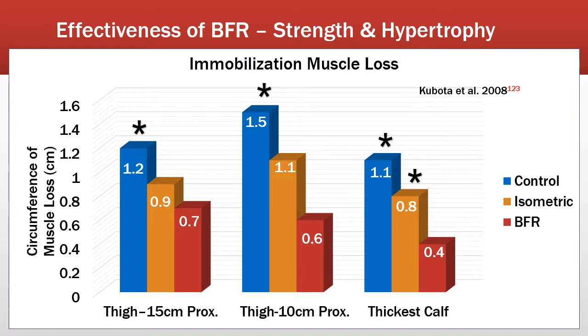The different areas you're looking at are 15 centimeters proximal to the patella, 10 centimeters proximal to the patella, and then the thickest portion of the calf. And you can see that across each of these locations the BFR group consistently won out, even though they did not do any exercise, more than the controls. And where it counted the most, the BFR group was statistically significant against both groups in the calf, where the immobilization actually occurred.